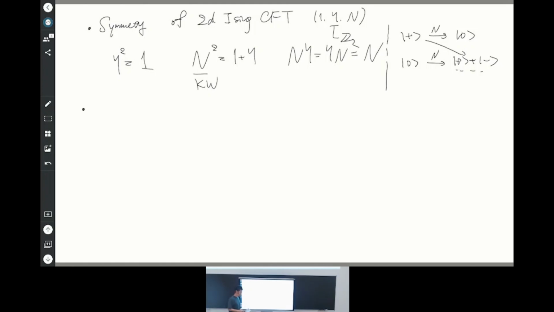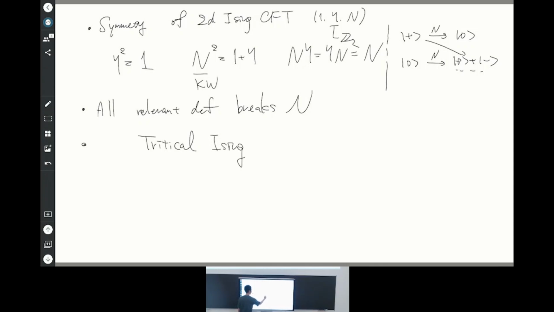So maybe one might ask whether we can study the S matrix by doing the relevant deformation of this 2D Ising CFT and see what is the interplay between non-invertible symmetry and S matrix. However, this unfortunately doesn't work, because in the case of the 2D Ising model, you can actually check that all relevant deformations break the non-invertible symmetry n. So you need to do something a little bit more complicated. But you don't need to do anything too complicated, because the only thing you need in order to find an RG flow preserving non-invertible symmetry is to look at the next minimal model, which is the tricritical Ising CFT.